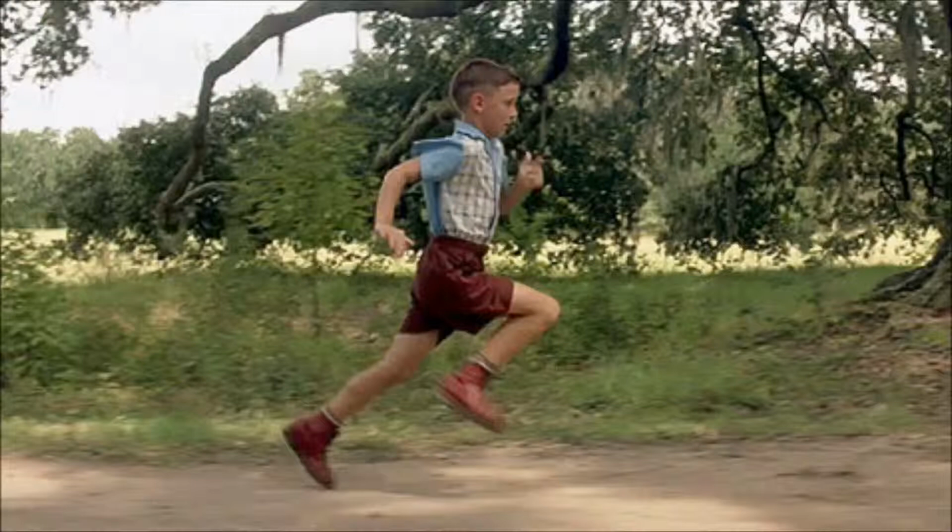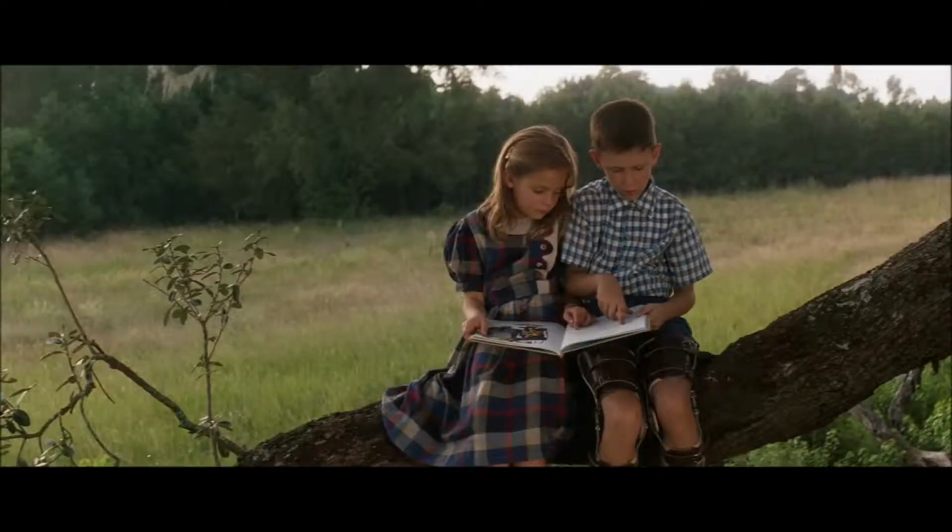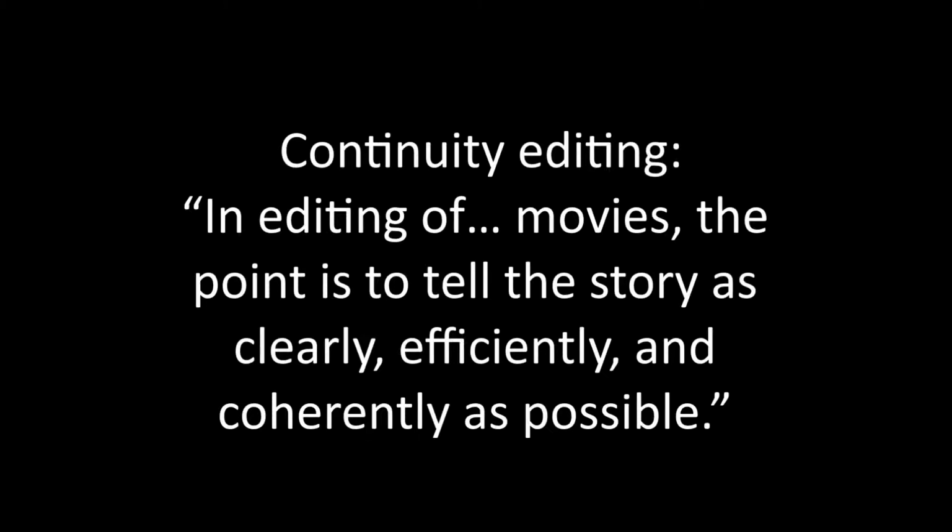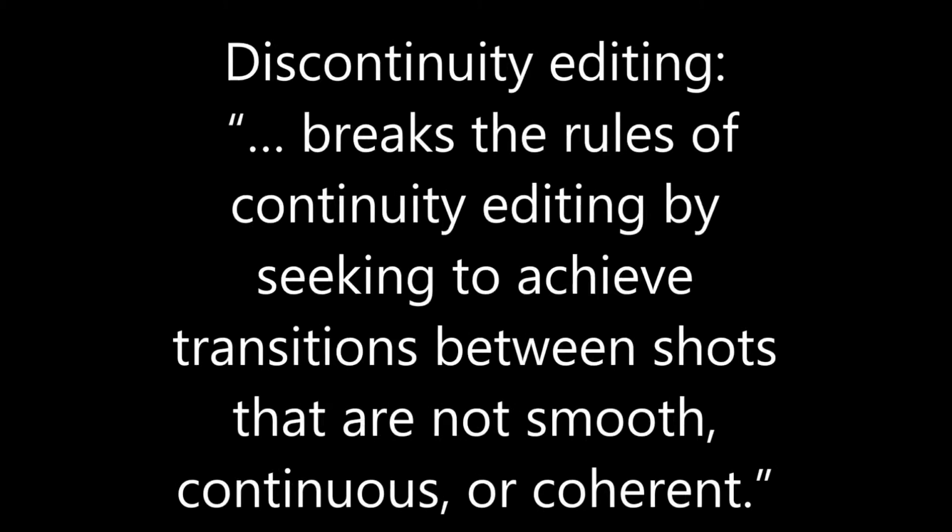However, within this technique, there are other editing techniques used. There are elements of both continuity editing and discontinuity editing in this film. Our book defines continuity editing as, in the editing of movies, the point is to tell the story as clearly, efficiently, and coherently as possible. This is used in most modern movies in order to eliminate the concept of editing to the viewer. Discontinuity editing is defined as breaks the rules of continuity editing by seeking to achieve transitions between shots that are not smooth, continuous, or coherent.